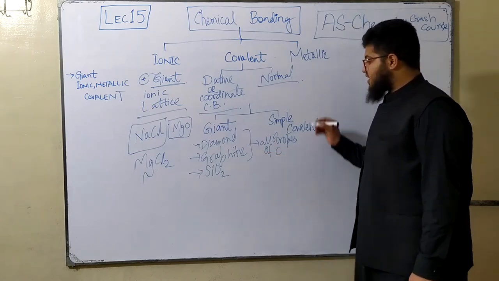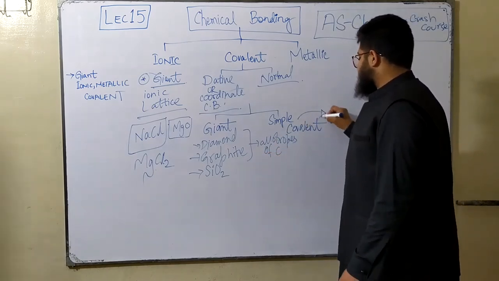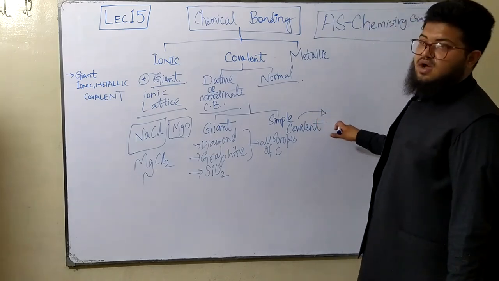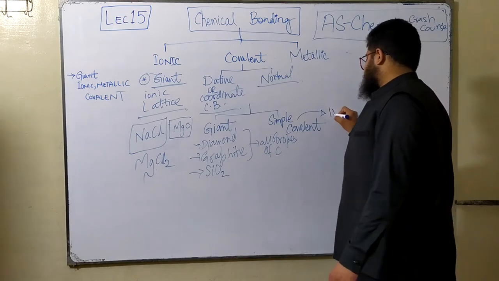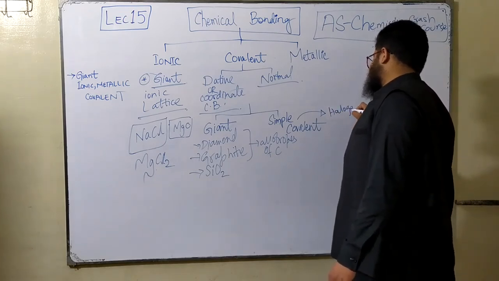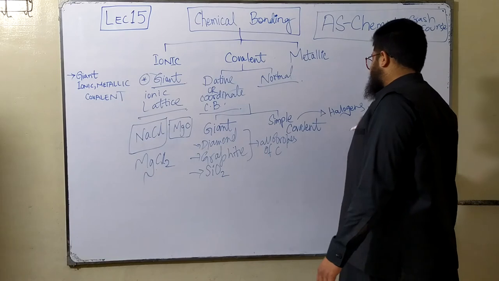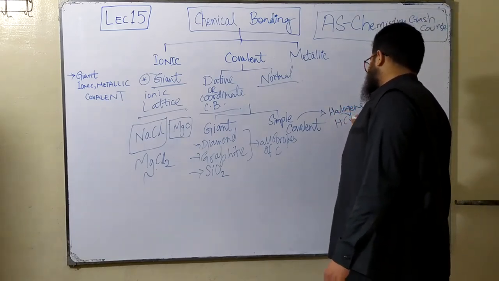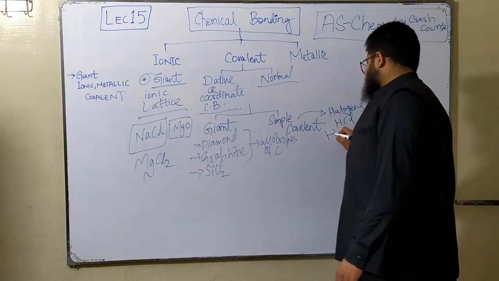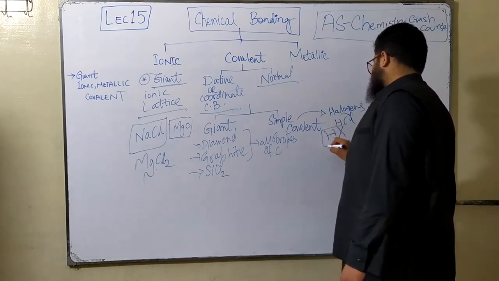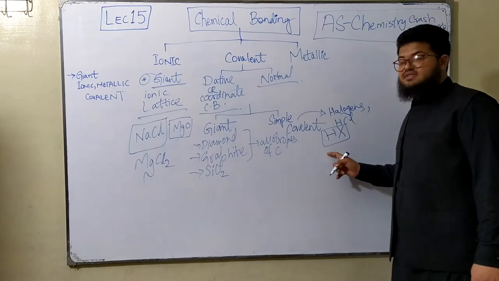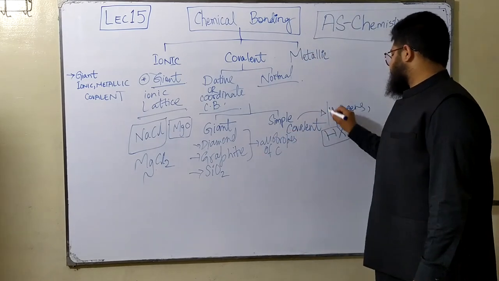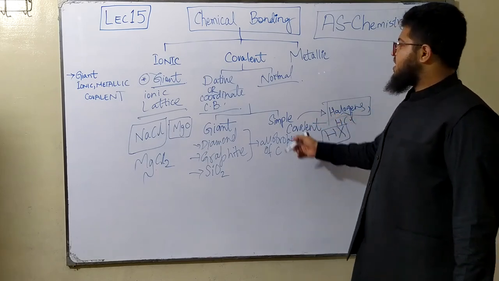Okay, this is a simple covalent compound. Remember, you had some simple structures. For example, the halogens of the periodic table have a simple covalent structure, or for example HCl or HX acids, the halogen acids, they also have a simple covalent structure, etc. But halogens are the classical examples of being simple covalent.